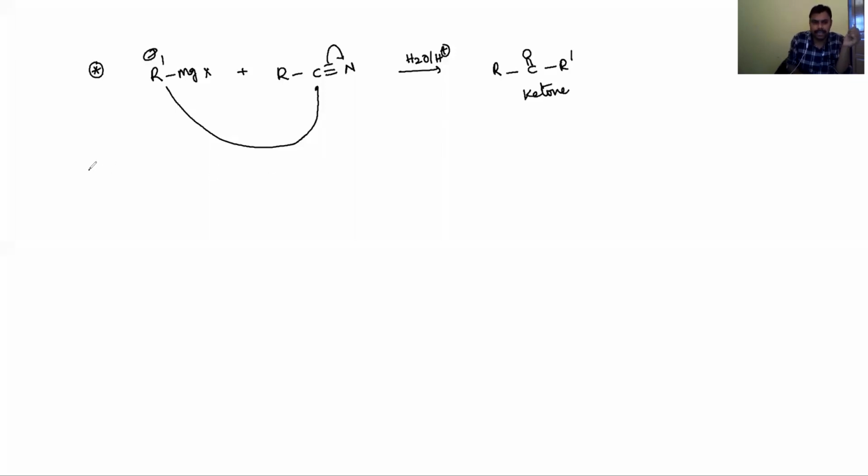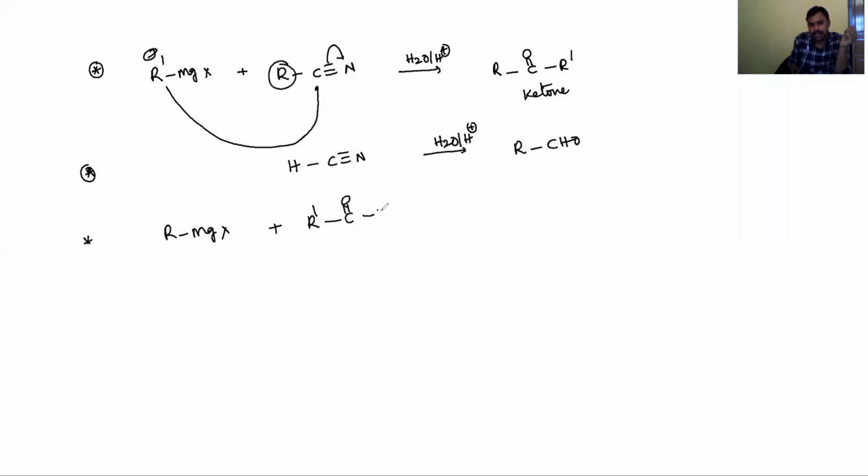Okay, students, next important point: the Grignard reagent with hydrogen cyanide, HCN, gives aldehydes. Next, for example, the Grignard reagent RMgX reaction with acyl chlorides gives ketones, R'C(=O)R. Ketones are the products.